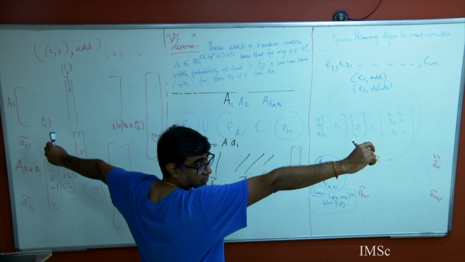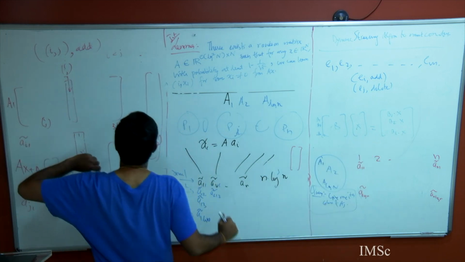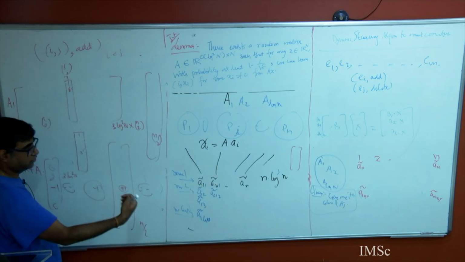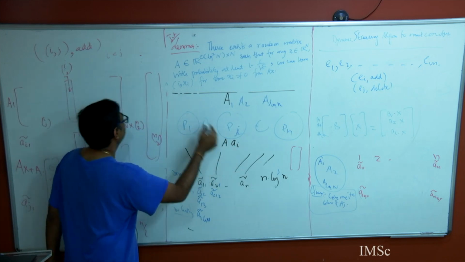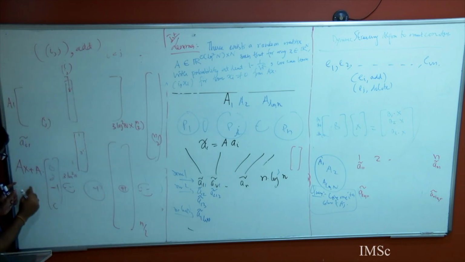N choose 2 vector. Oh, ai is n choose 2. Okay, fine. So whose projection is ai? It's not the row of the... no. Okay. ai, right? So I'm saying this is why.